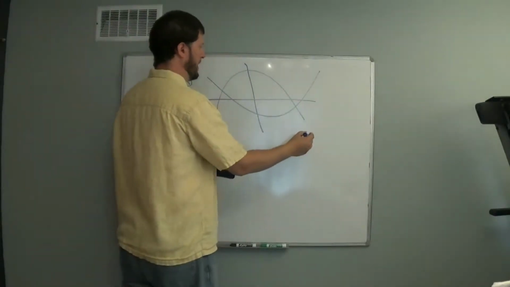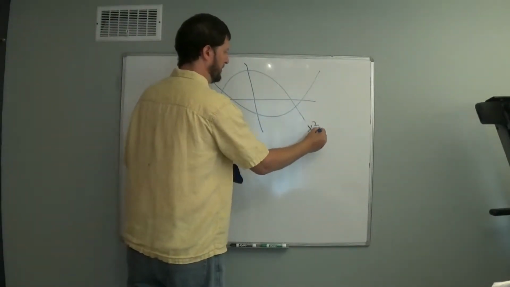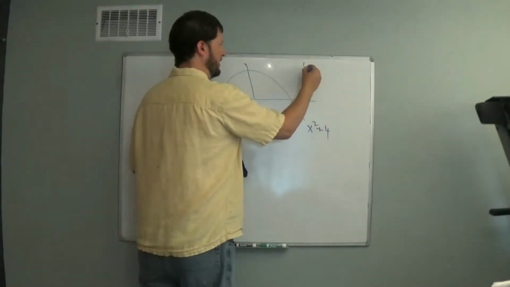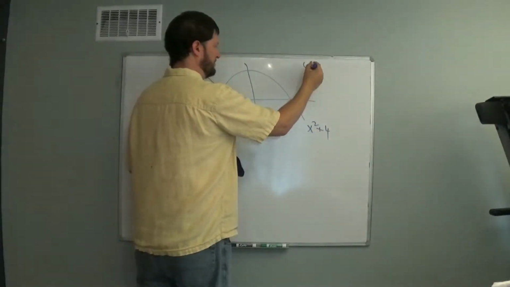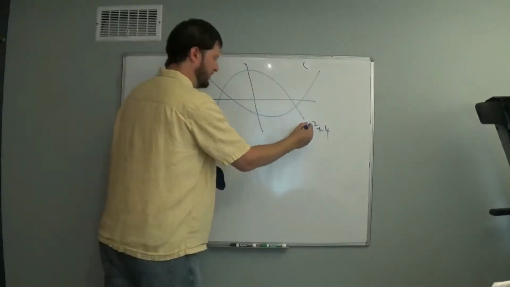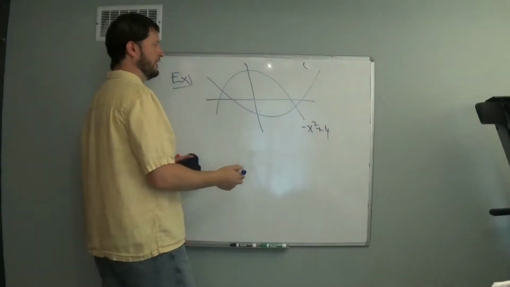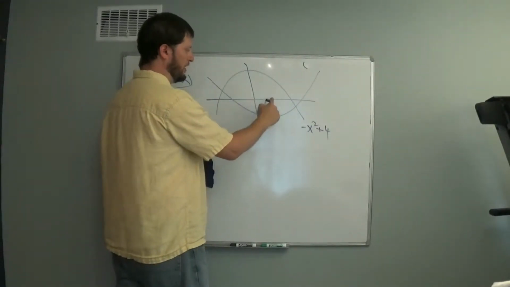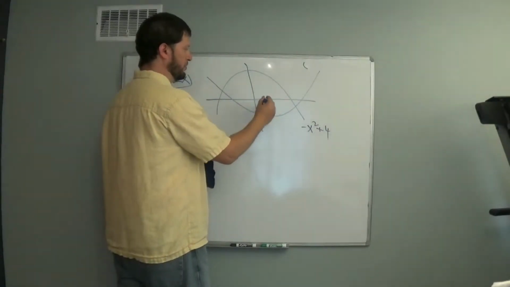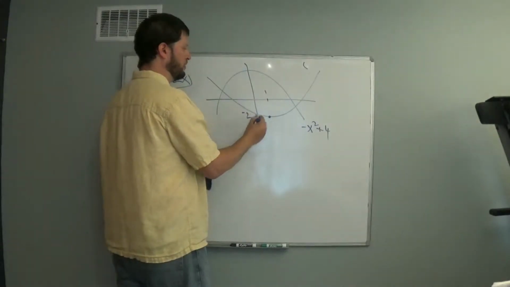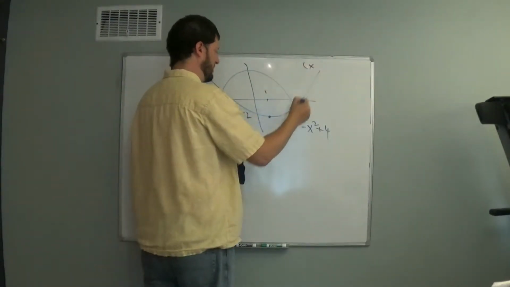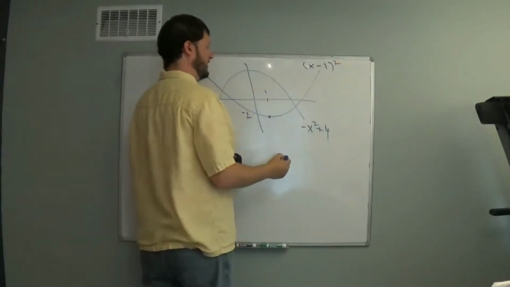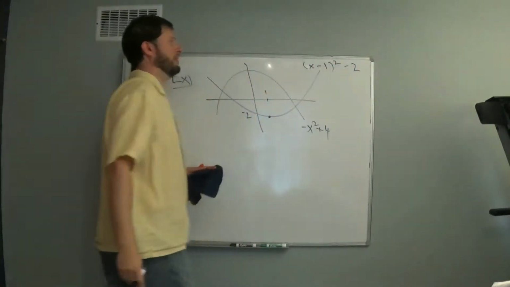Suppose that this parabola is x squared plus 4, and this parabola is negative x squared plus 4, so that it's opening down. So this parabola will be shifted over to 1, negative 2. Let's say that this is the point 1, negative 2, which means that it's x minus 1 to shift it right, squared, and then minus 2 to make my parabola.